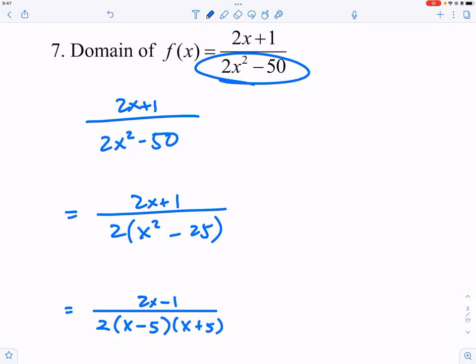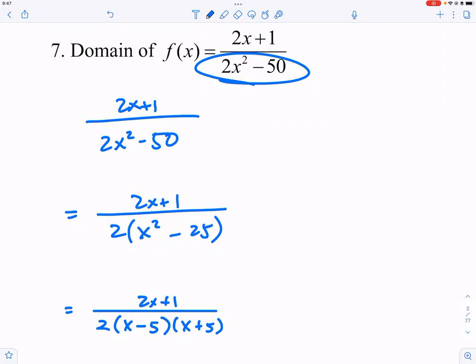Now, it's very important that you get in the habit of thinking 2 steps ahead. So yeah, 2 times x minus 5 and x plus 5.